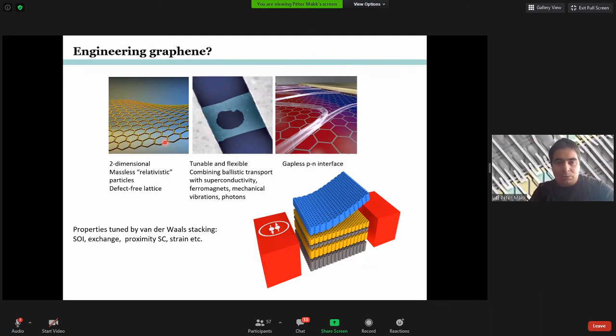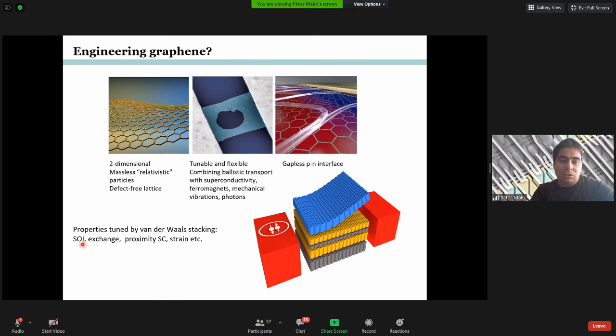It's quite easy to work with, so you can put superconducting contacts, ferromagnetic contacts. These were quite reliable. It's not air sensitive. You can make a gapless PN interface. And I think the wonderful thing is shown here: you can engineer the band structure of graphene by stacking different materials on top of each other.